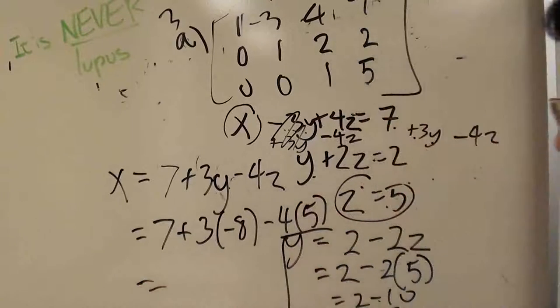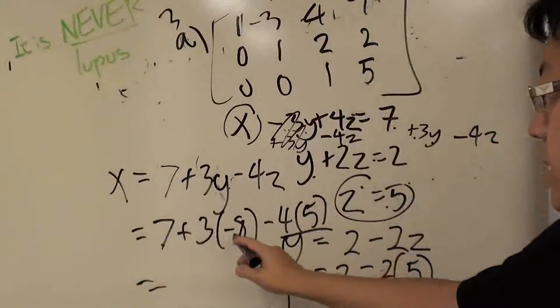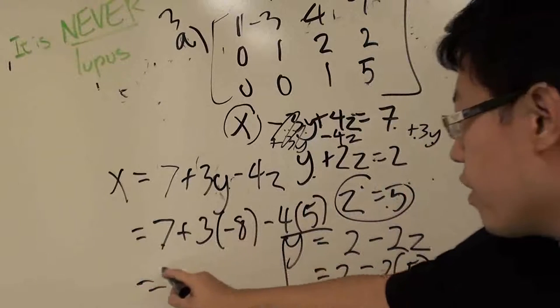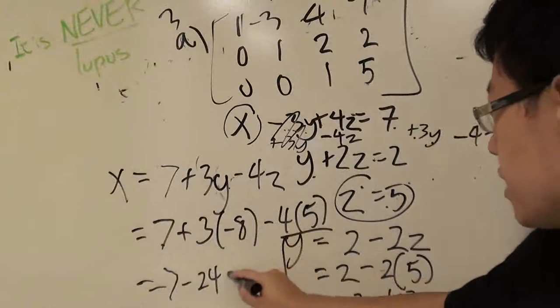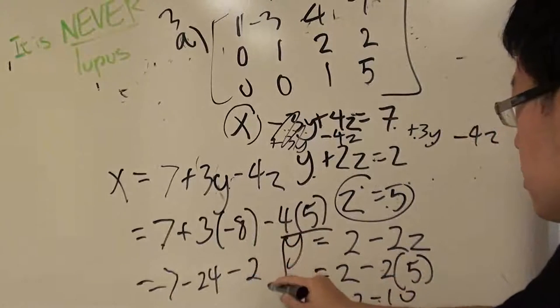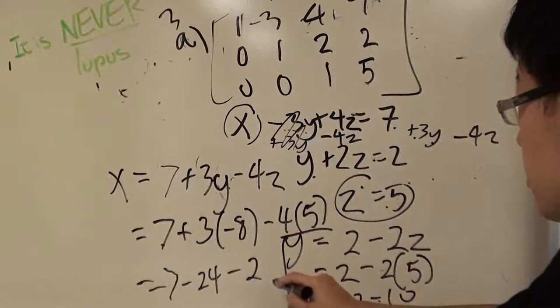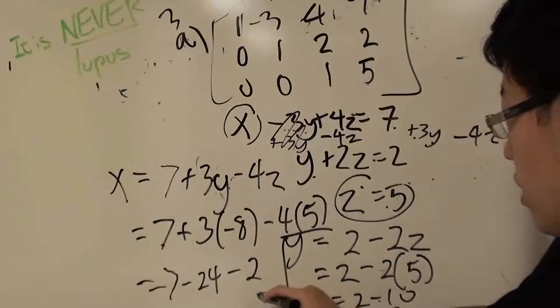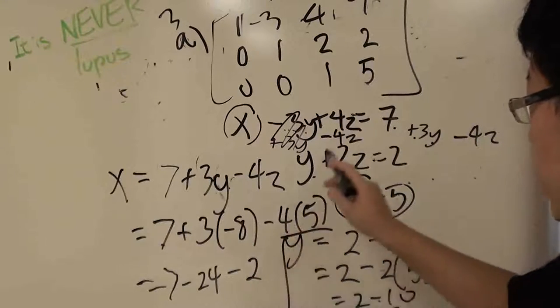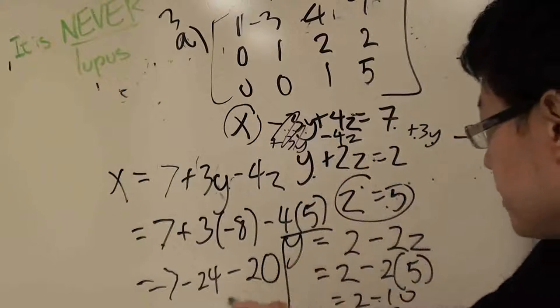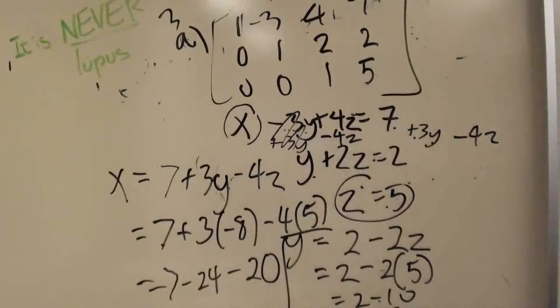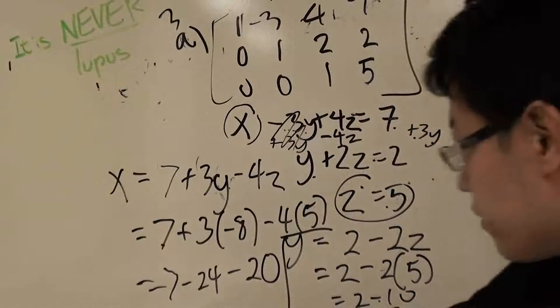So if you actually do that calculation, it's 7. This is negative 24. And then that's going to be negative. Yeah, that's right. Negative 4z. So z was 5, so that's 20. So that's going to be negative 37.